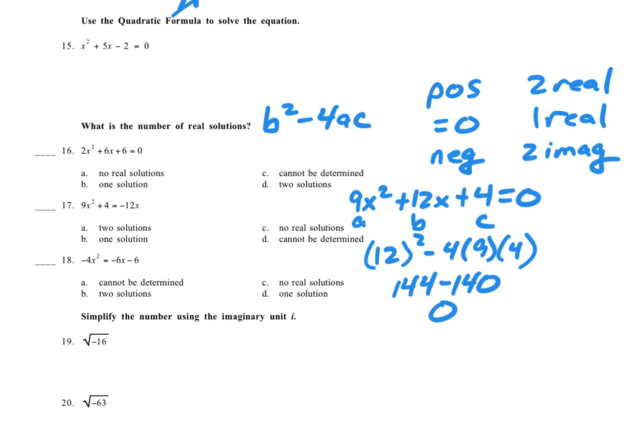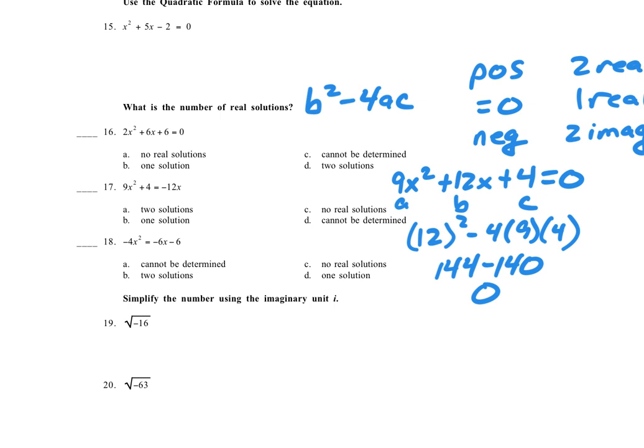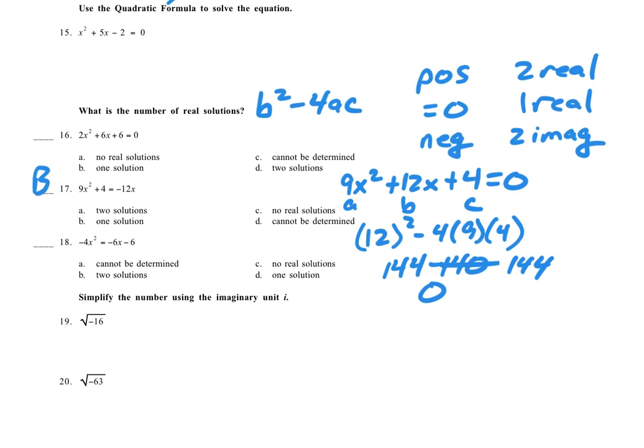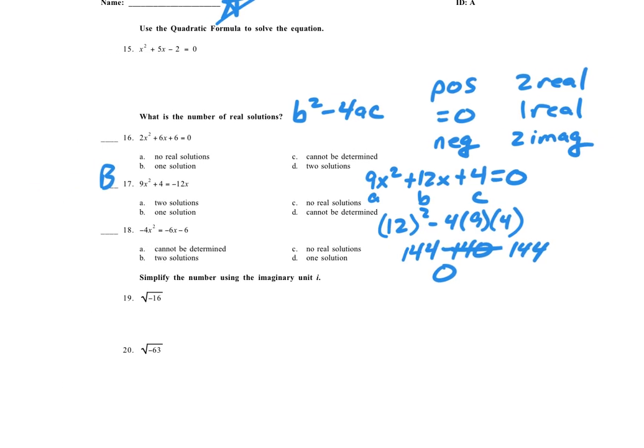Did I do something wrong? I don't know. I think I'm lost. Isn't the second answer under C supposed to be 144? Oh, yeah. I thought I said 144, but I did not write 144. Thank you. Yep, that's right. Okay, which is 0, and that would be one solution. Okay? So if you get a negative, you get two imaginary, which are no real solutions.